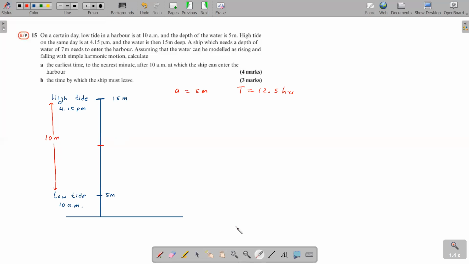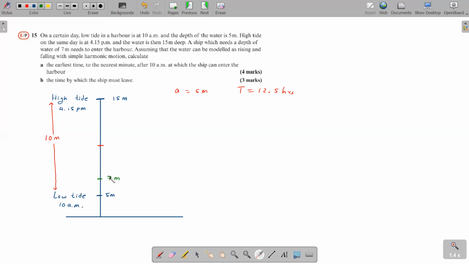Okay, now the question is, they say there's a ship and it needs a depth of water. It needs 7 meters. So the water level needs to reach 7 meters in order for this ship to enter the harbor. Assuming that the water can be modeled as rising and falling, they say calculate the earliest time to the nearest minute after 10 a.m. at which the ship can enter the harbor.